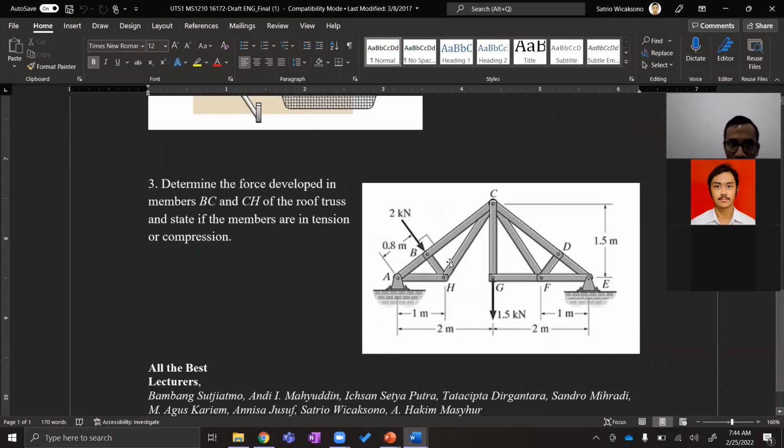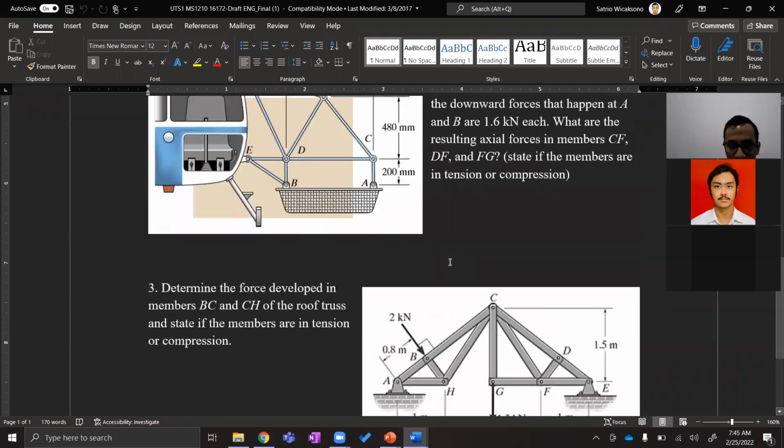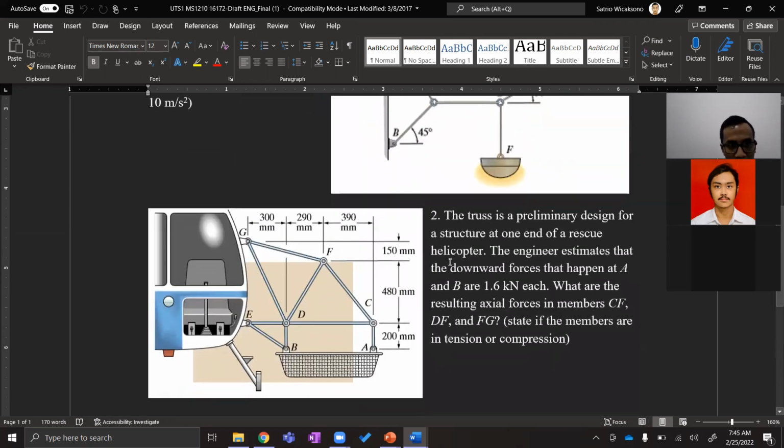What else? This one as well is a truss problem, but here there is a mistake in the problem, because if we use some other way, the result is slightly different. So I will not put it in the homework because the dimension here is slightly off. I believe for this one, most of you will be able to solve this problem. It's a truss problem.